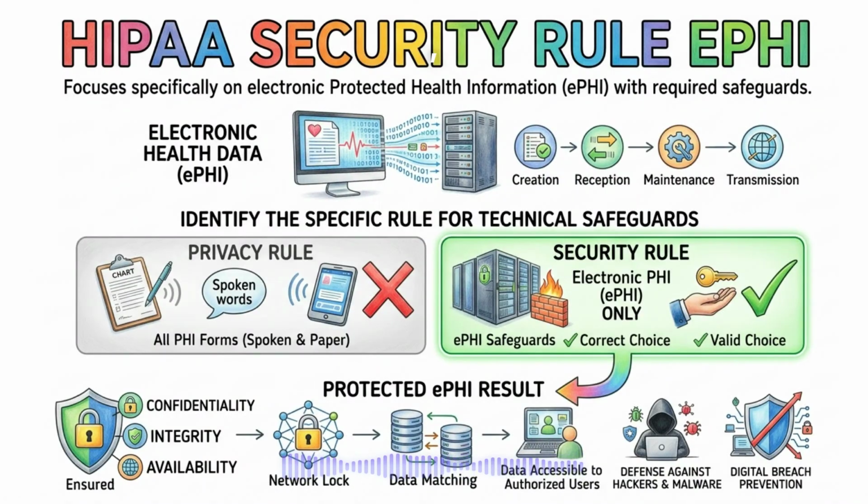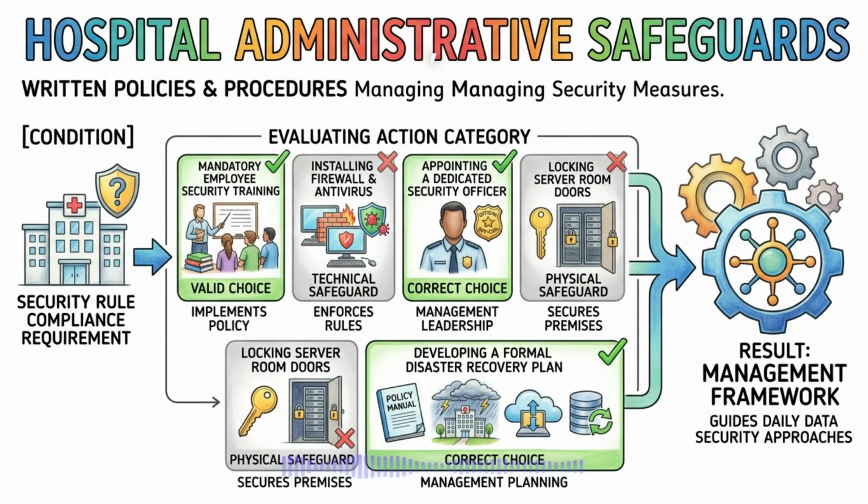While the privacy rule protects all forms of PHI, including paper and spoken words, the HIPAA security rule focuses entirely on electronic protected health information, known as EPHI. The security rule requires covered entities to implement specific safeguards to ensure the confidentiality, integrity, and availability of all electronic health data they create, receive, maintain, or transmit. As hospitals increasingly rely on electronic health records, the security rule provides the technical blueprint for defending against hackers, malware, and digital data breaches. To comply with the security rule, hospitals must implement 3 specific types of safeguards.